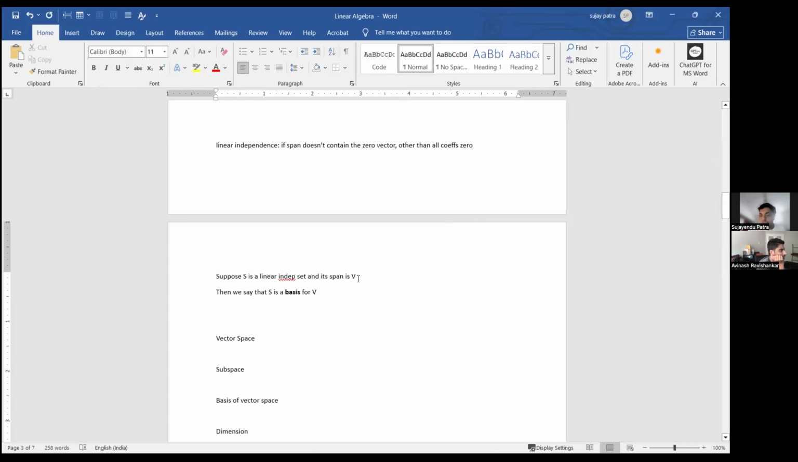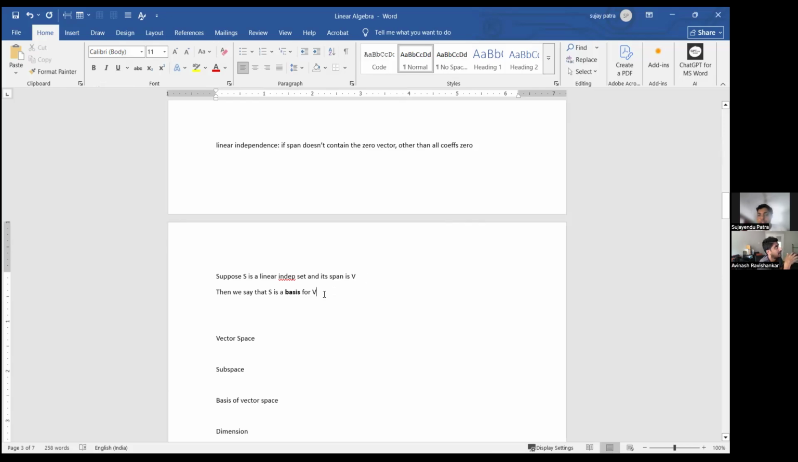Yep. And then we calculate the span by doing all linear combinations, and we get something like V. Yes. Okay. So this V will be a vector space, meaning it is a collection of vectors which is closed under addition and stuff. Yes. So for this vector space V, we say that S is a basis for it, meaning S is enough to create everything in V.